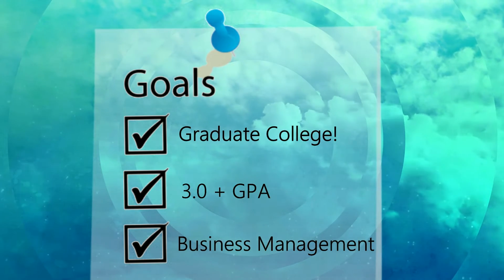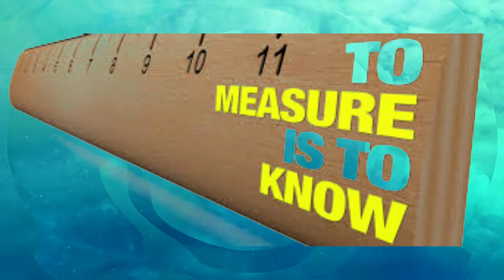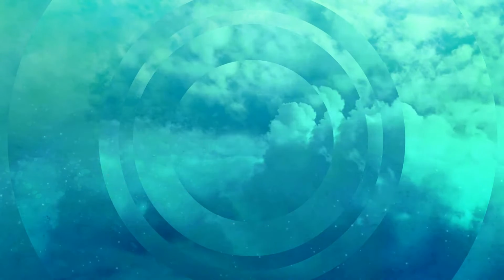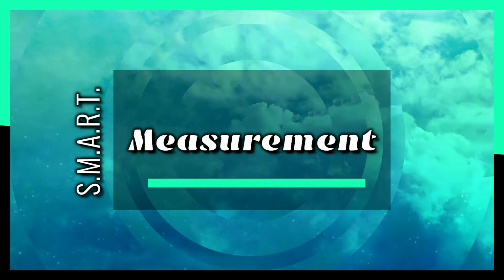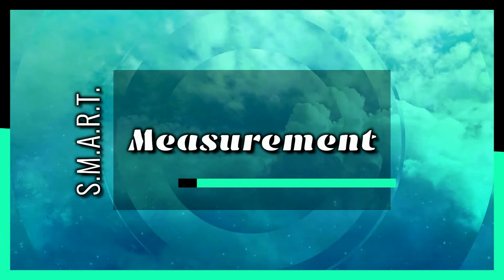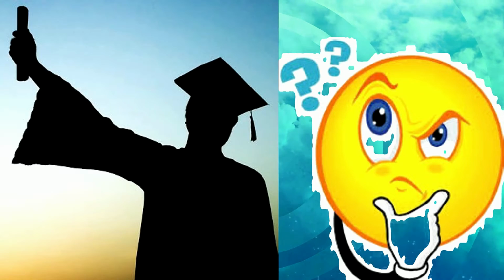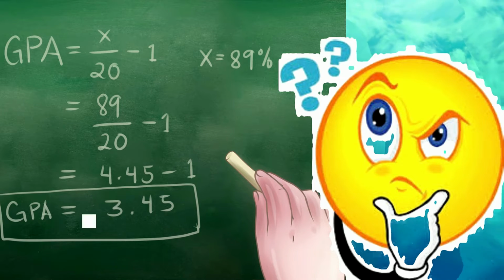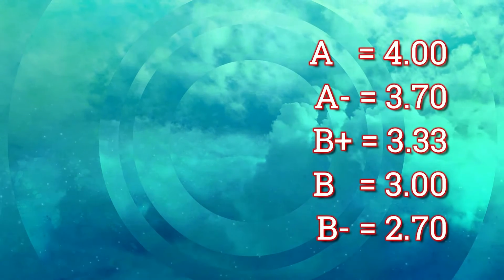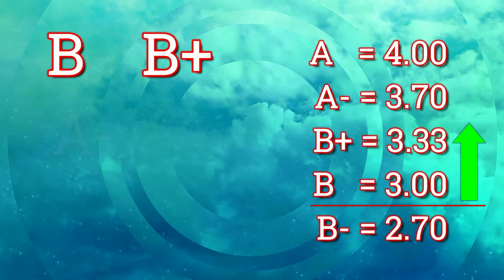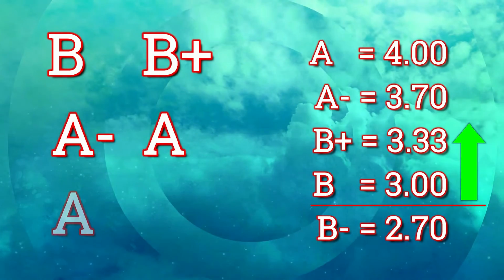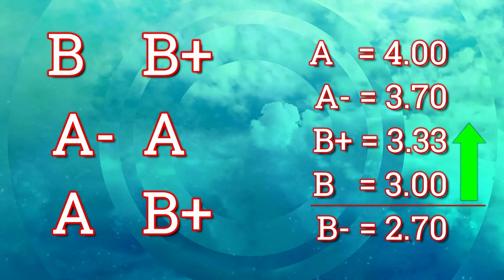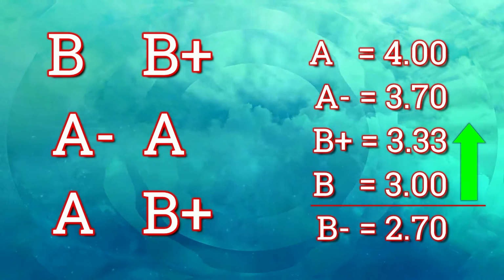The next step is to measure and keep track of the progress towards your goal. Measurement is the ability to know that you are progressing towards achieving your goal. How do you know if you are progressing towards graduating college with a 3.0 GPA in business management? Easy. Every time you receive a B or higher on an assignment, paper, quiz, or exam, you know you're on track to completing that course with a grade that meets or exceeds your goal.